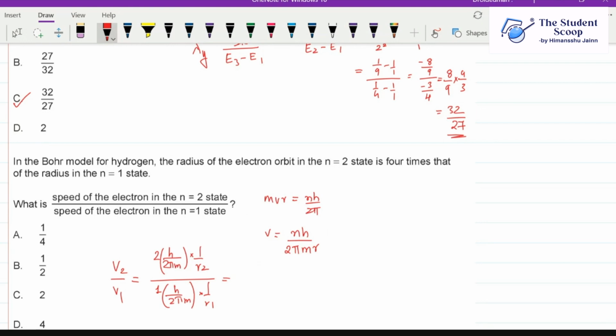Now in this case, what we are doing here is we get r1 upon r2, and this is 2. Now in this case, r2 is 4 times r1, so this will be 4 times r1, like this. So that will give us 1 upon 2 as the answer.